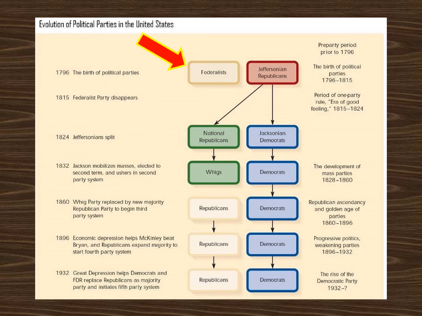In the 1790s, going back to that era, there were two political parties. One was called the Federalists, the other was called the Jeffersonian Republicans. Sometimes they were also referred to as the Democratic Republicans. We've had a range of other political parties over the years as well, but for the last 150 years or so, the Democrats and Republicans have been the two major parties.